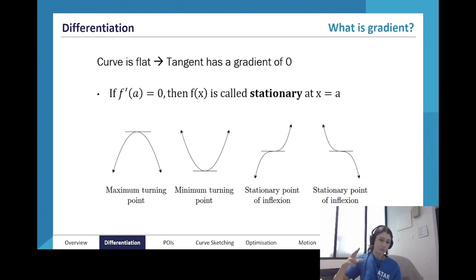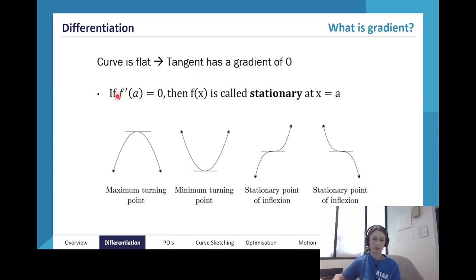So, the third circumstance that can happen with a curve is if it's flat. So it's not increasing, it's not decreasing, it's flat. And at that point, the tangent has a gradient of 0. That makes sense, right? Because it's in between the positive and negative gradients that we were discussing before. So if the gradient of a function at point A is equal to 0, then the function is called stationary at that point, x equals a.